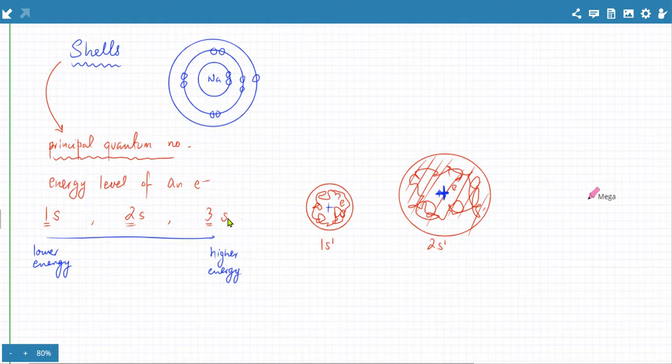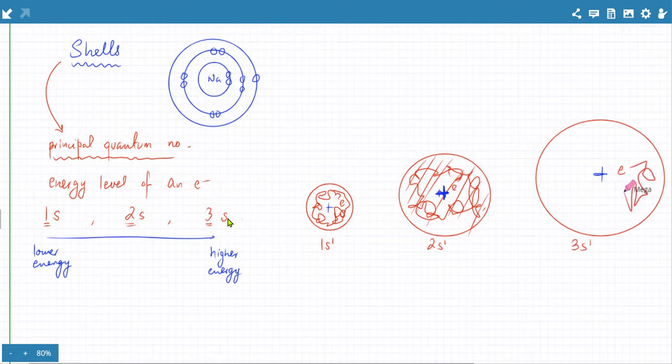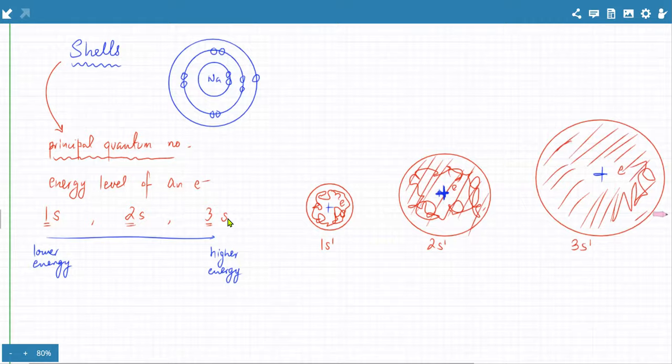Similarly, if an electron is in a 3s orbital belonging to the third shell, then the electron would be even more energetic. And if it's more energetic, it's going to occupy a region that would be much, much bigger, because the electron would be able to go much further away, and it would eventually occupy a much bigger space around the nucleus. So this is what is meant by the shell.